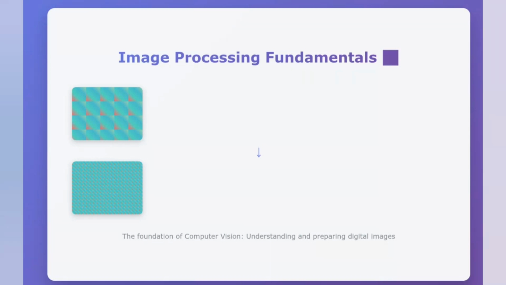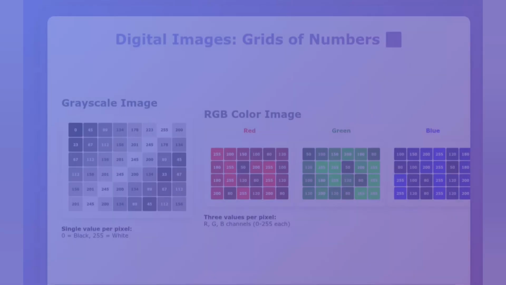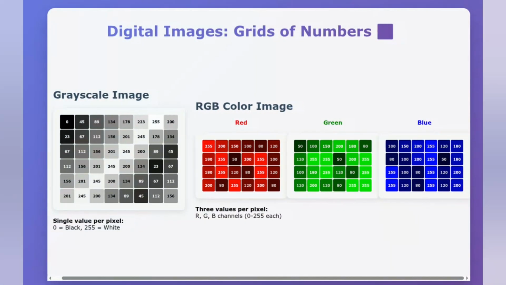Before any advanced computer vision model can work its magic, raw images need to be understood and prepared. This lecture covers image processing fundamentals, the basic steps involved in handling digital images. At its most basic level, a digital image is just a grid of numbers.